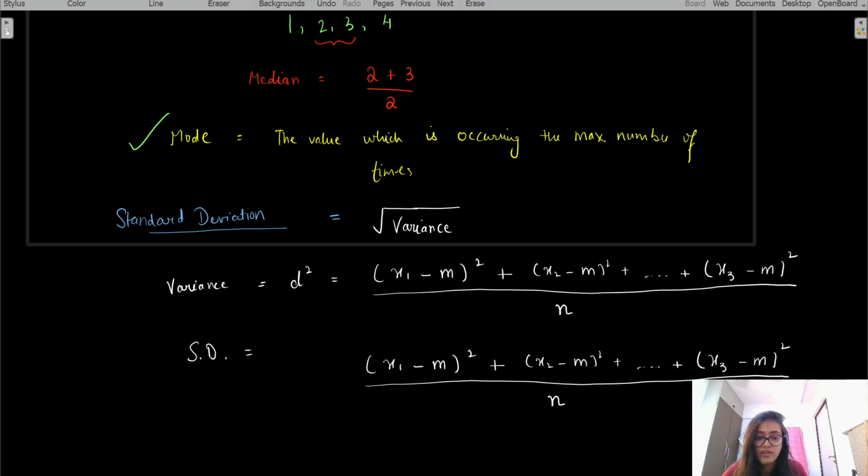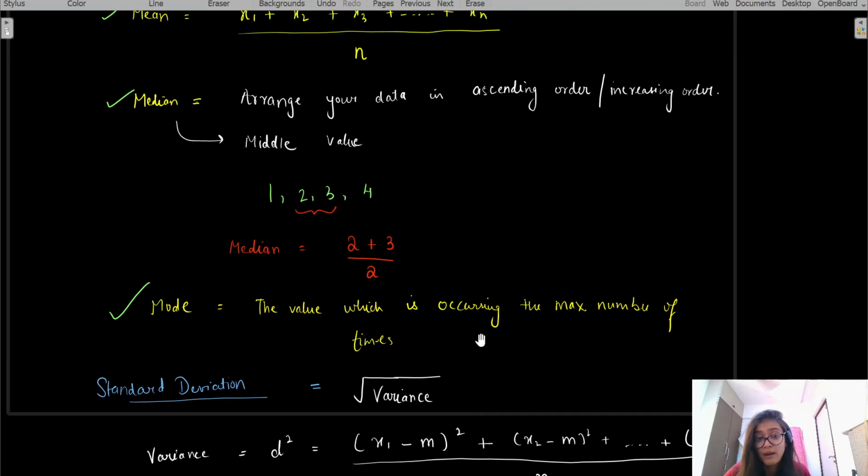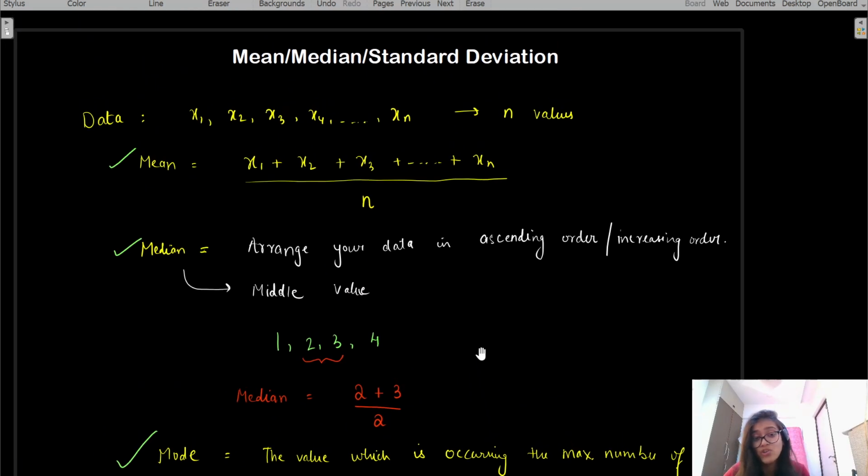And in order to find the standard deviation, you will take its square root. That's your standard deviation.